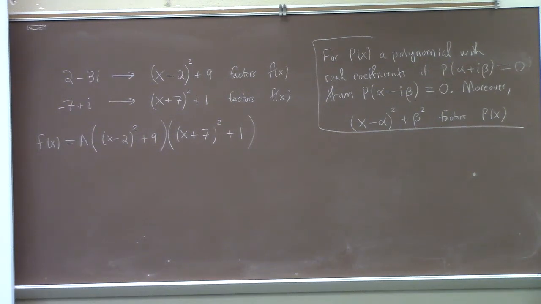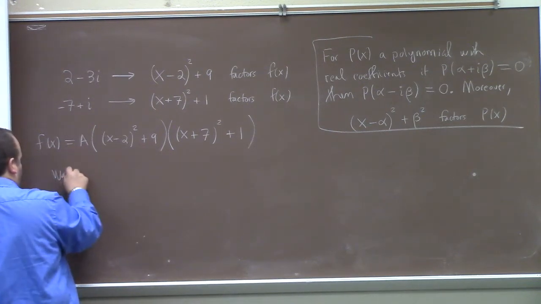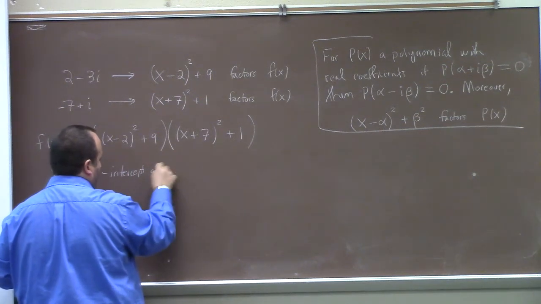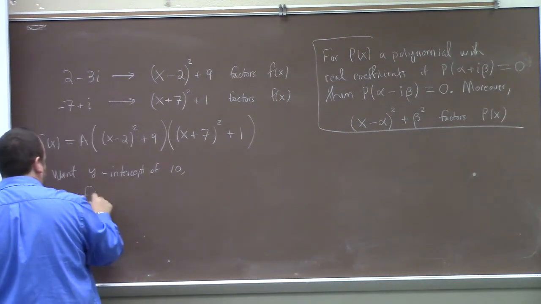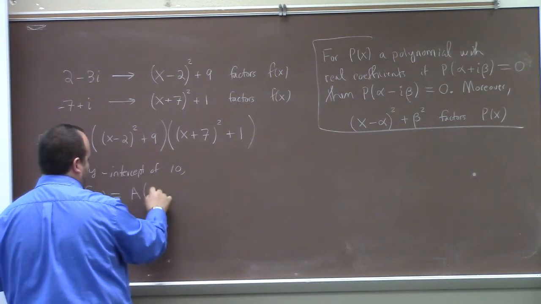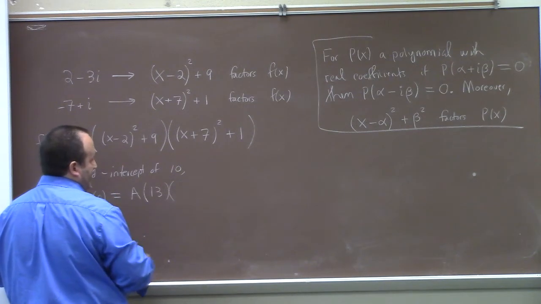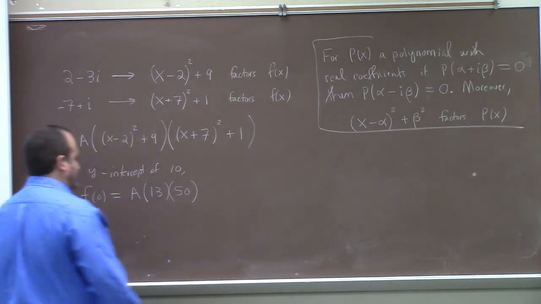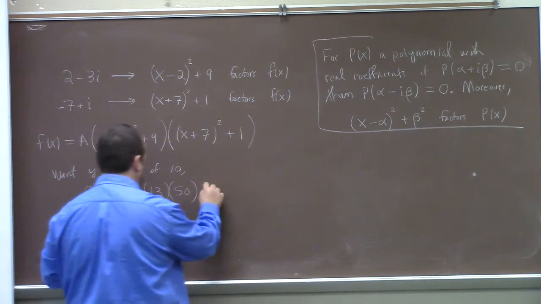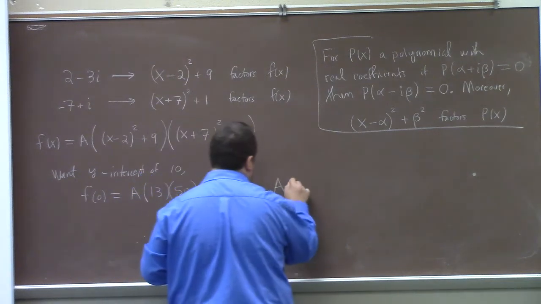That's it. Well, except in this homework problem, I also gave us this annoying y-intercept of 10, right? So if I want a y-intercept of 10, what do I do then? f of 0 is a times, plug in 0, we get 4 plus 9, 13, times 49 plus 1, 50. So that's equal to 10. A is equal to 1 over 65, I guess.